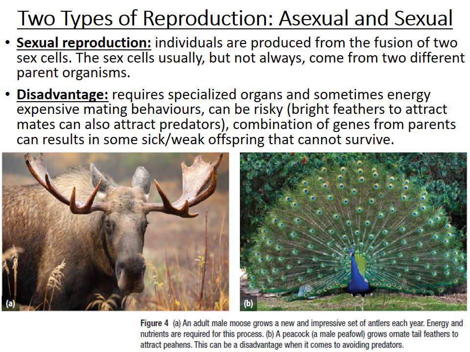Now, usually those gametes come from two different parents, but sometimes they can be part of the same parent, but they still combine gametes in different ways. But when we discuss sexual reproduction, we're going to take a look at the reproduction from sperm and egg.